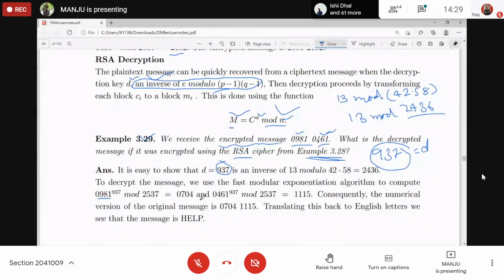0704. The second one, if you take C2 raised to power D modulo N, this gives you 1115.